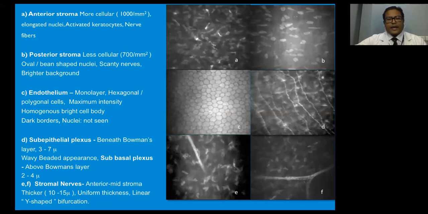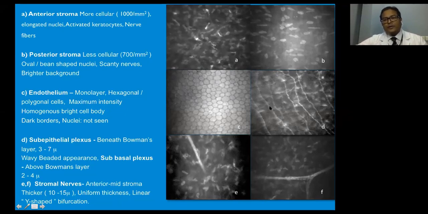linear lines. And it's also important to understand that these lines, which are the subbasal plexus nerves, are in the range of 2 to 4 microns, and these are in the range of 10 to 15 microns. Now, why is it important? When you see, say, acanthamoeba, it would be about 10 to 15 microns. So you can compare the size of the acanthamoeba cyst to the nerve and say that probably this is an acanthamoeba cyst because the size is comparable to that of a nerve.